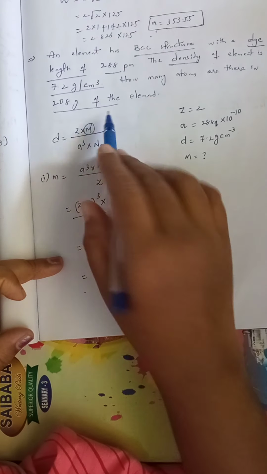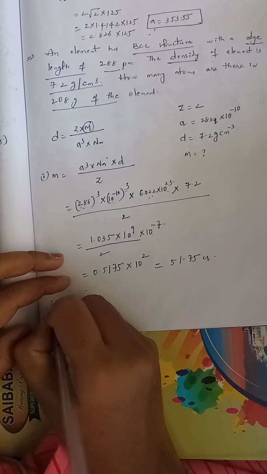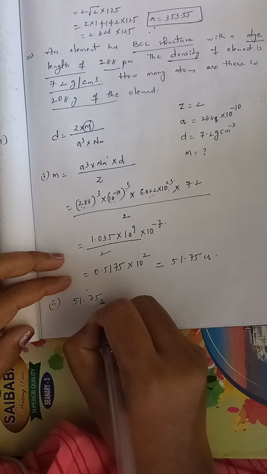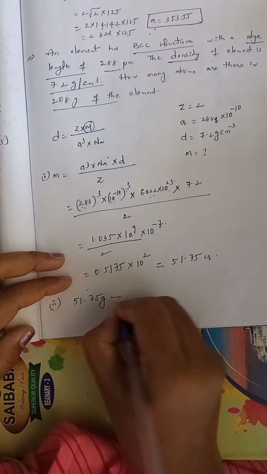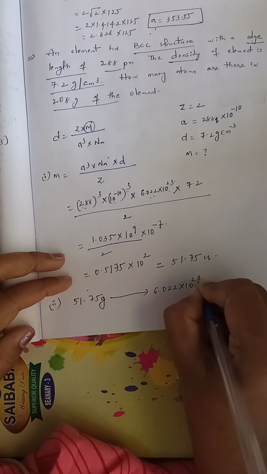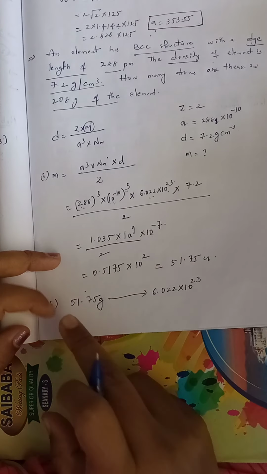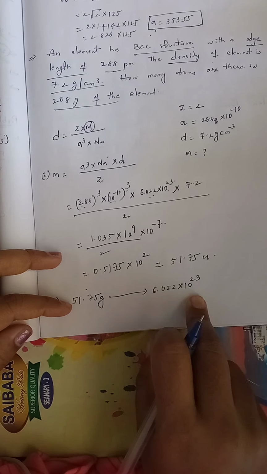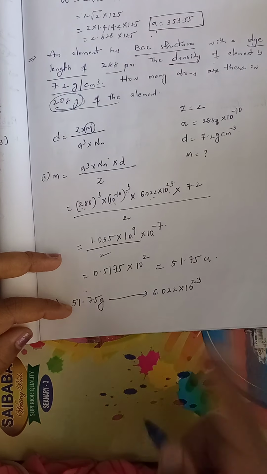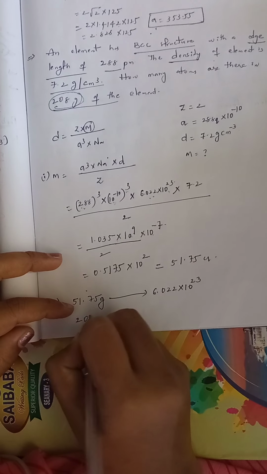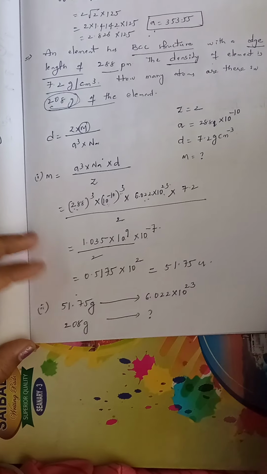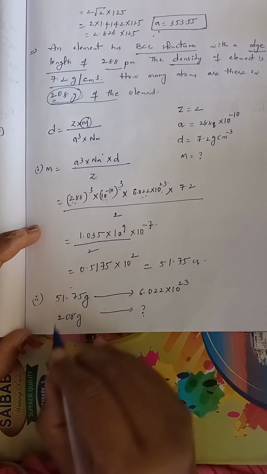By knowing atomic mass, you want to find out the number of atoms. Second one: 51.75 grams of element contains 6.022 into 10 to the power of 23 atoms or particles. In this amount, these many particles or atoms are present. Then in 208 grams, we want to find out the number of particles. Then 208 grams gives rise to how many particles? This is our question. So you want to find out the number of atoms present in this.